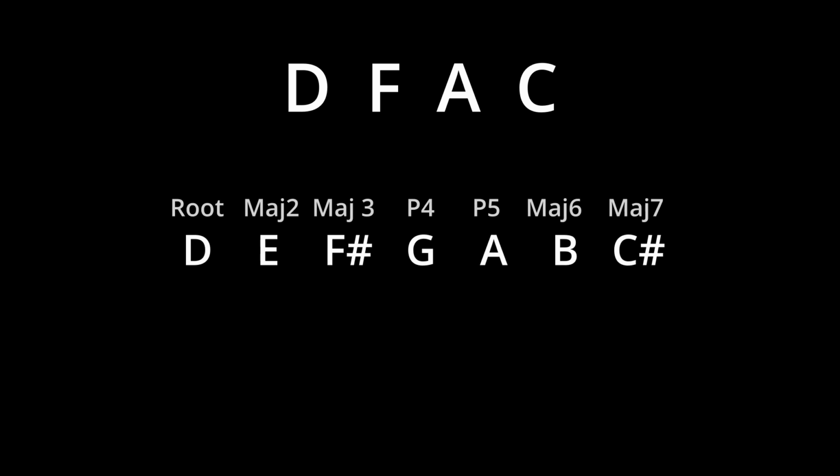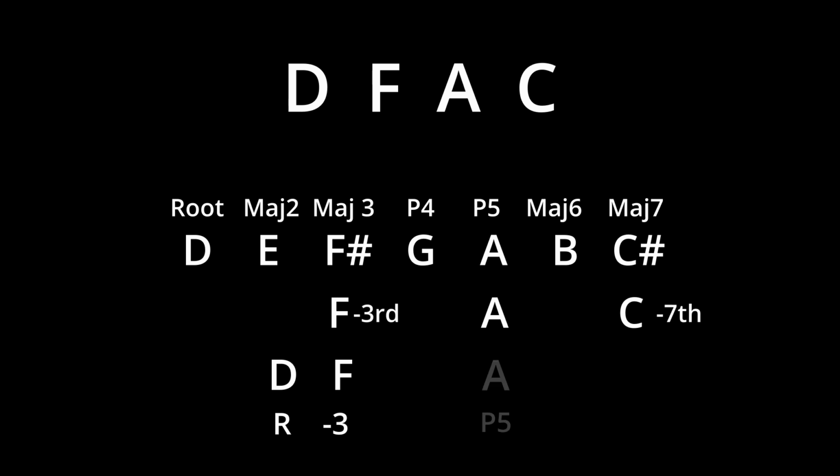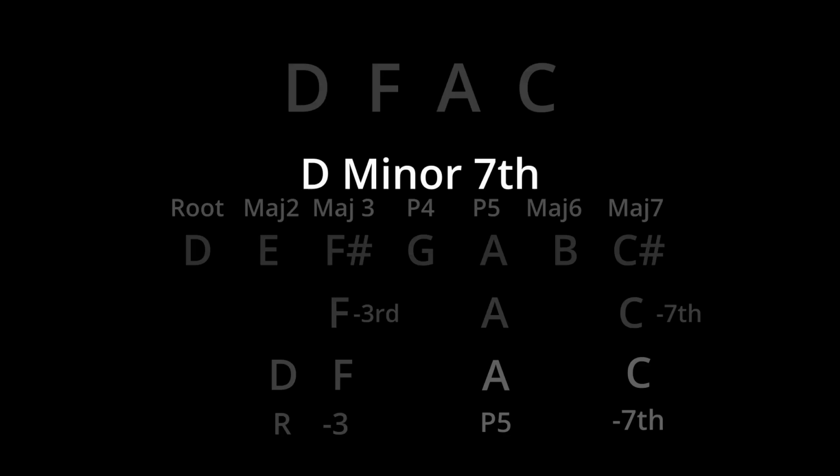The next seventh chord in the key of C begins with a D note, and the notes for that chord would be D, F, A, and C. Looking at the D major scale, we can find the intervals of these notes: D, root, F, minor third, A, perfect fifth, and C, minor seventh. These intervals give us the D minor seventh chord.